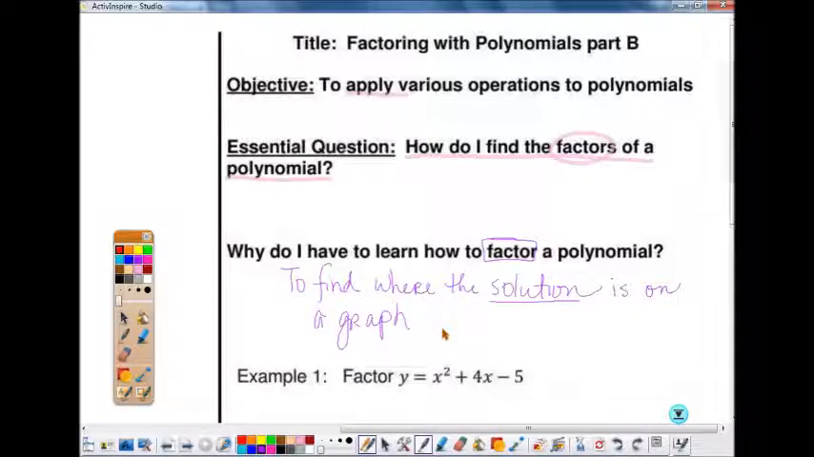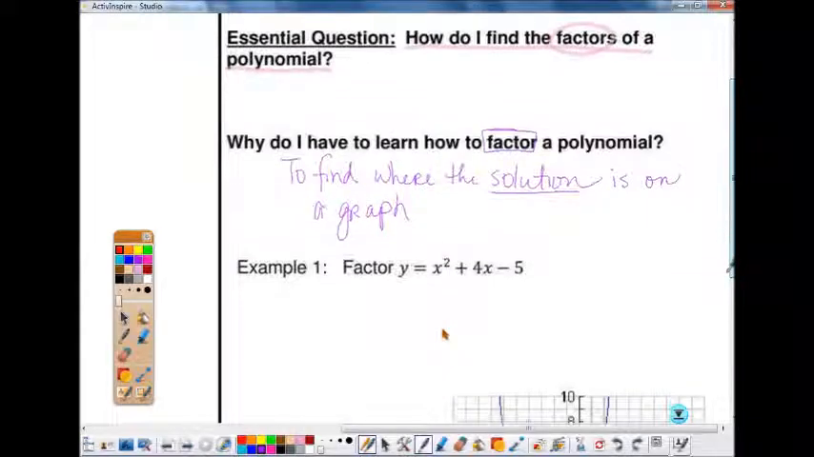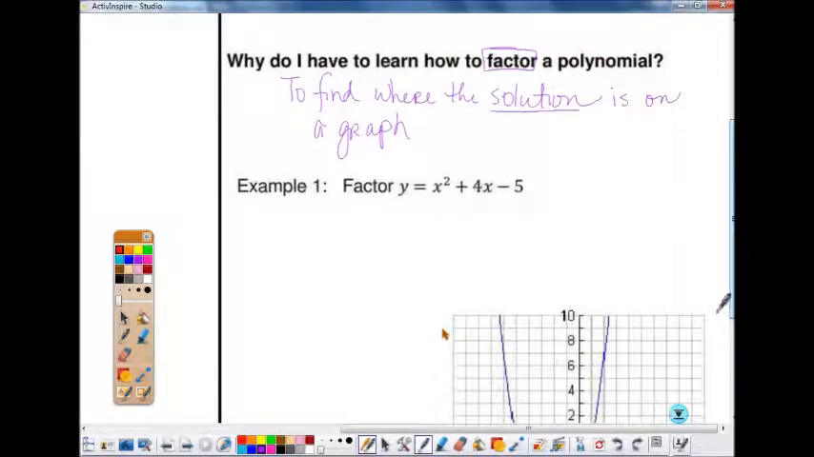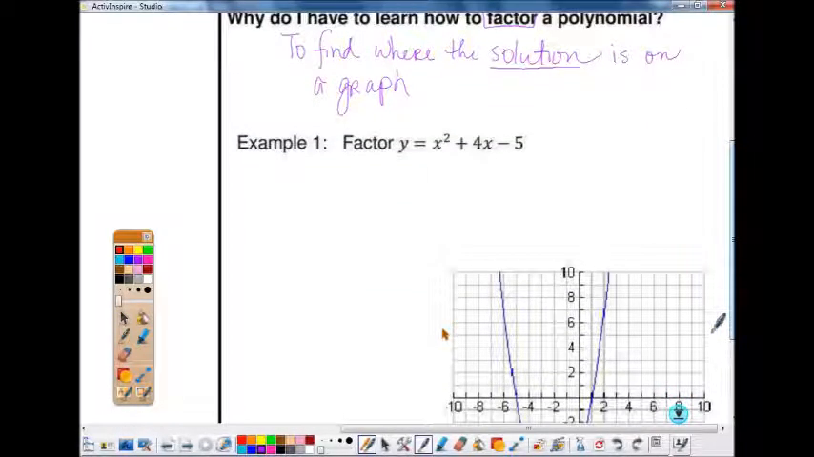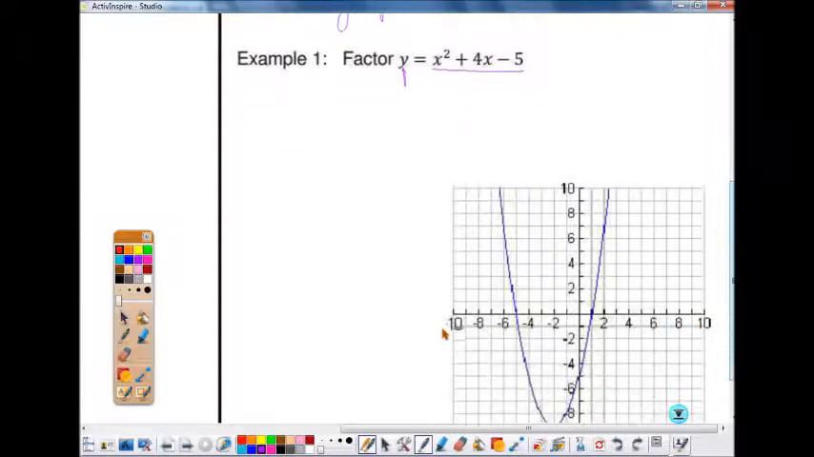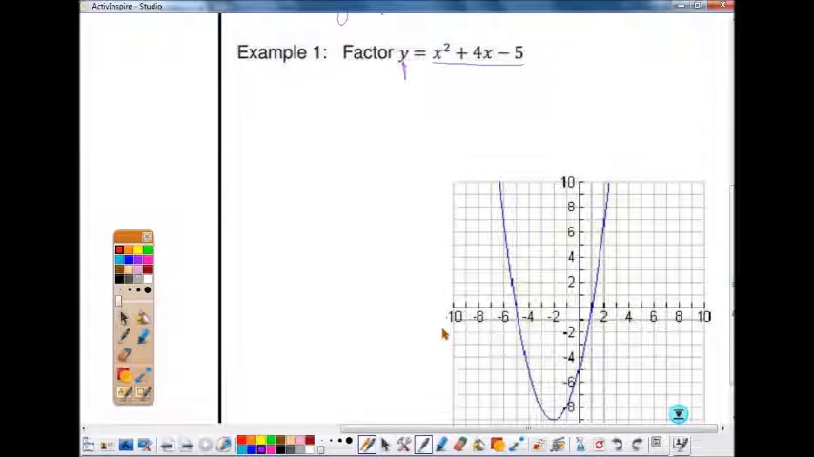In example 1, it says factor y equals x squared plus 4x minus 5. Now you notice, since this is day 2, we're adding something a little bit more to the problem. We're adding a y equals. The reason we do that is because this polynomial is actually a picture. We have it right here at the bottom right corner of your notes.